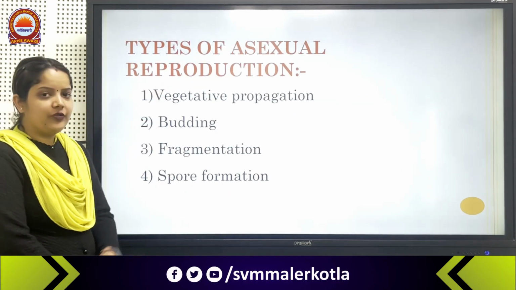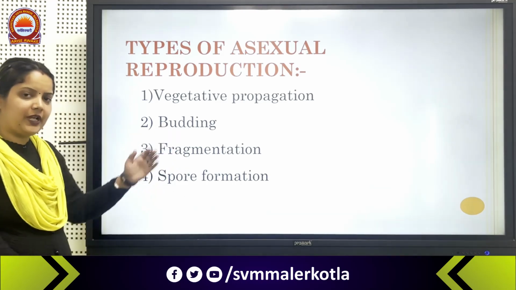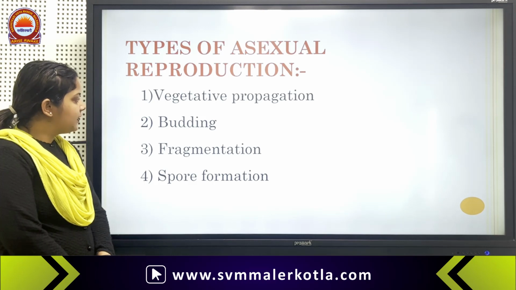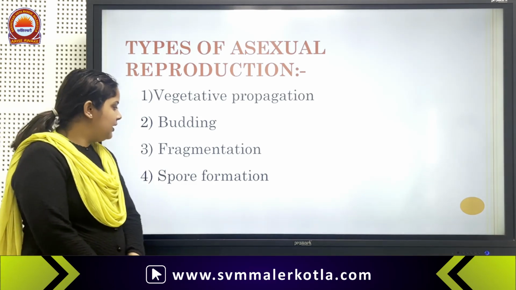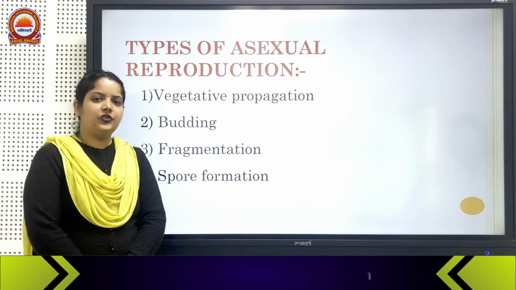Types of asexual reproduction. Further, asexual reproduction is also of four types. The first one is vegetative propagation, second one is budding, third one is fragmentation, and the fourth one is spore formation.